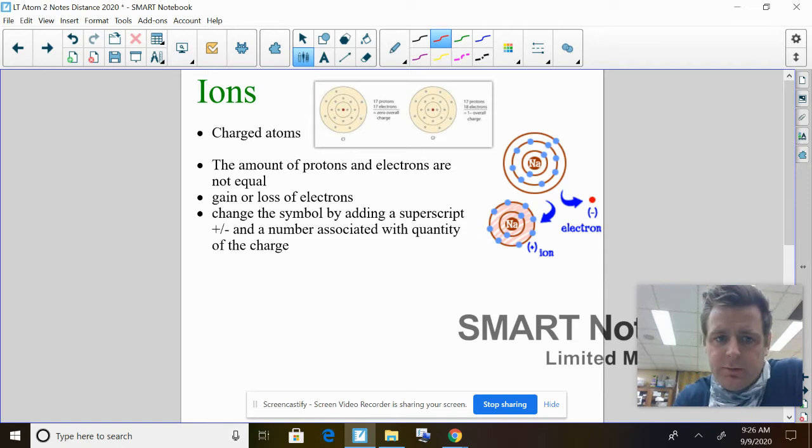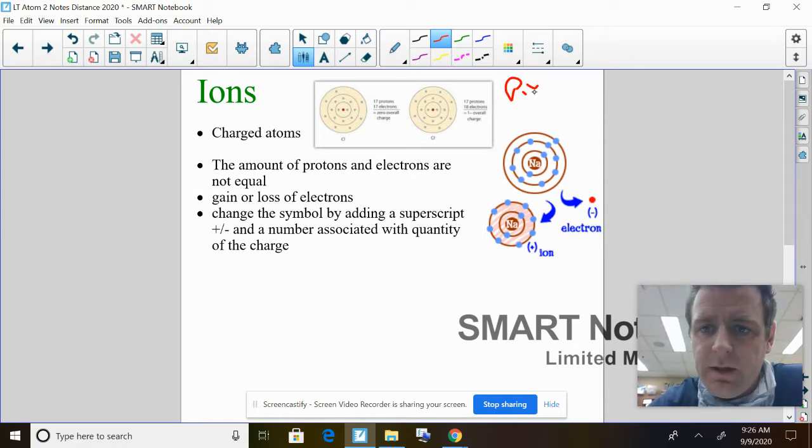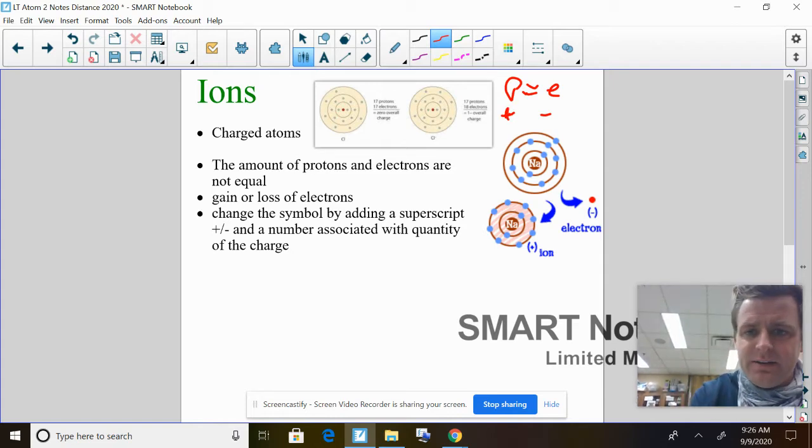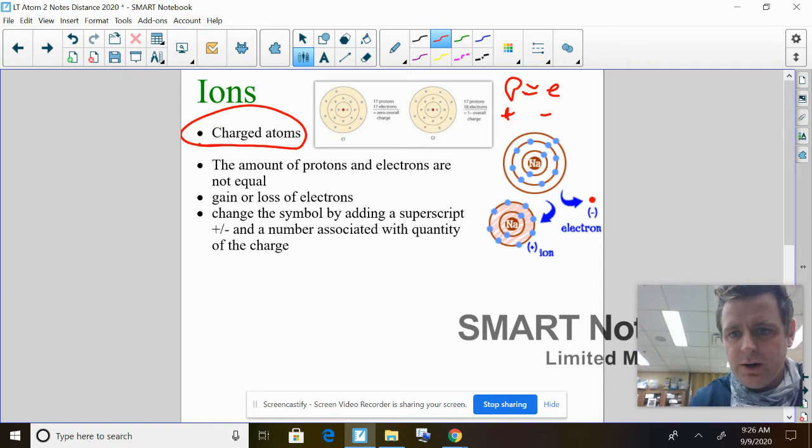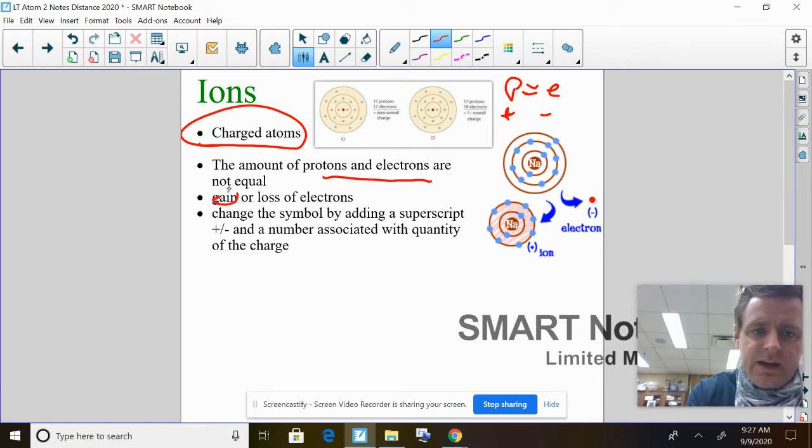So previously we learned that the protons are equal to the electrons, right? If it's neutral. So the positives are equal to the negatives. Well, in an ion, the positives are not going to be equal to the negatives. We're going to have a charge. It's going to be positive or negative. So the protons are not equal. All righty. It's a gain or losing of electrons. And all we do to indicate this is by adding a superscript associated with it.